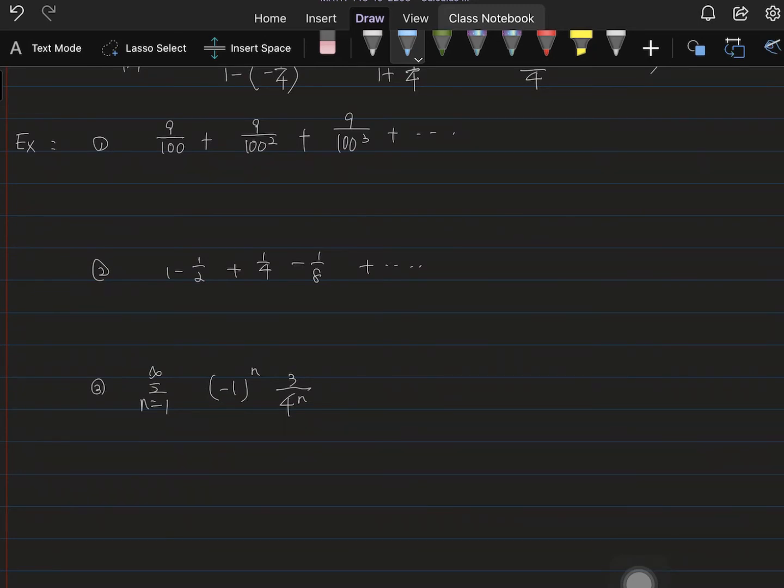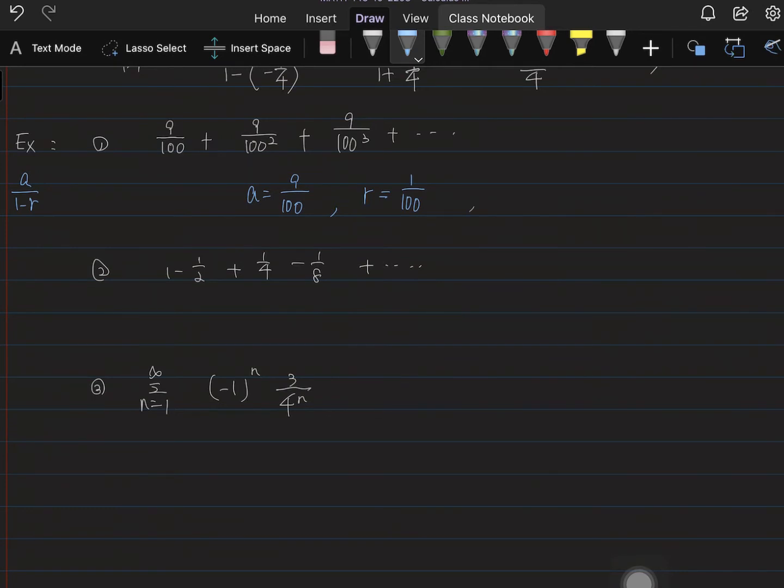Those 3 sequences, series, they are all geometric series. So here we want to use the formula a over 1 minus r. For the first series, we know a equals 9 over 100. a is always the first term. And from the series, we can see r equals, for this case, 1 over 100, right?